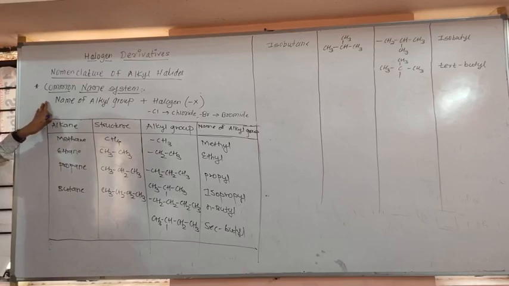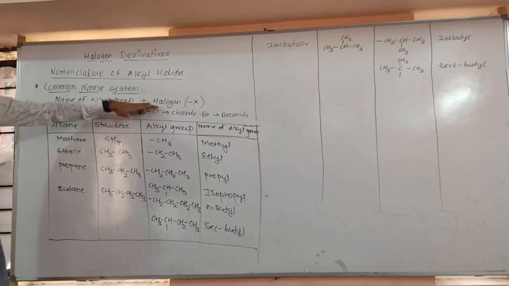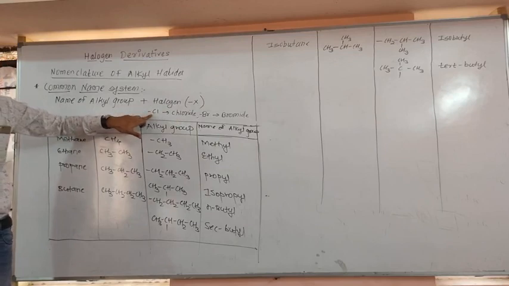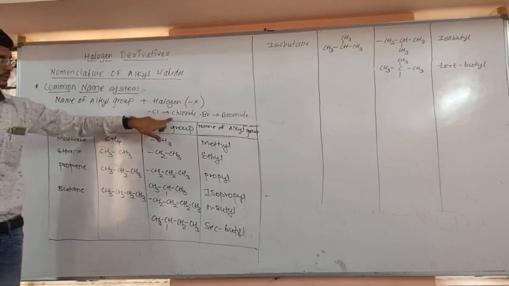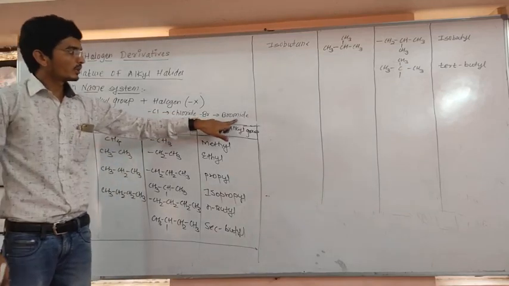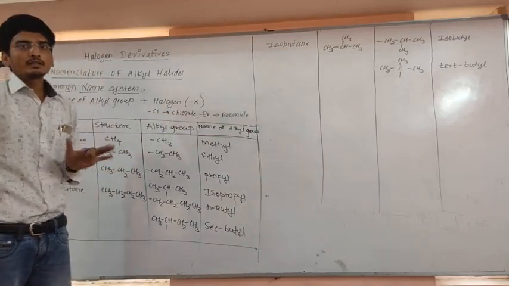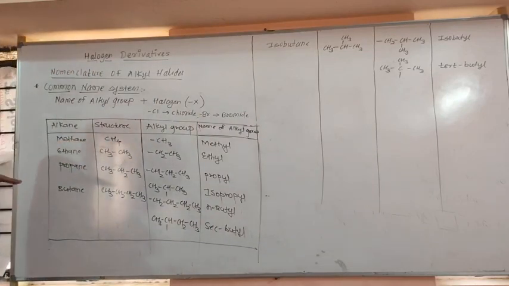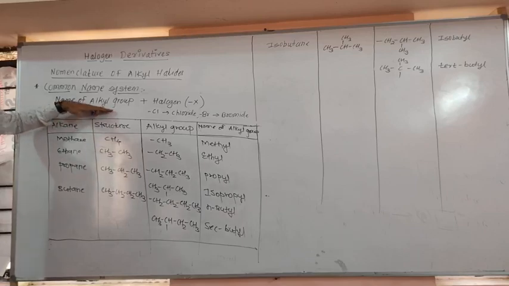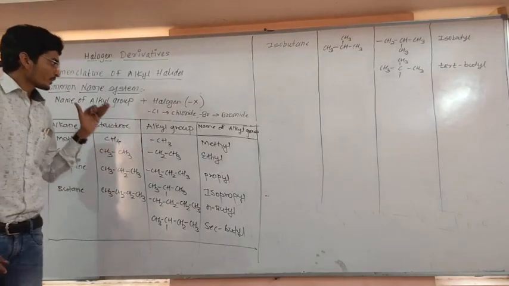In the common name system, first consider the name of the alkyl group and then the name of the halogen which is attached. Sometimes the halogen attached is chlorine, then it is called the chloride. Sometimes it is bromine, then it is called the bromide. Sometimes iodine is attached, then it is called the iodide. In this way we give the name of the compound in the common name system: the name of the alkyl group first and then the name of the halogen.